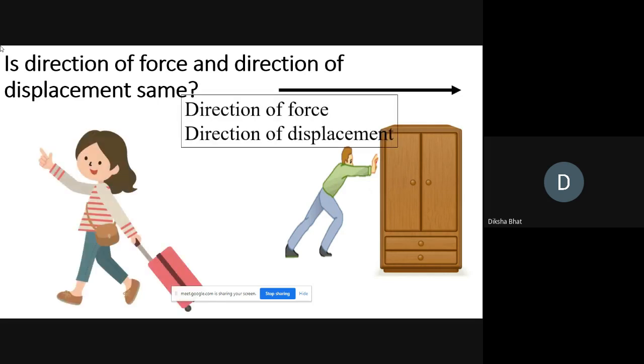Over here, a girl is carrying a trolley bag. As you can see on the screen, when she is moving a trolley bag, she has to apply force. Where does she have to apply force?